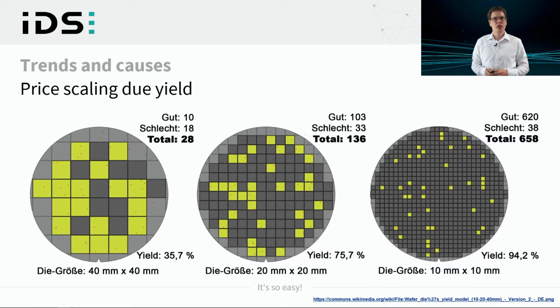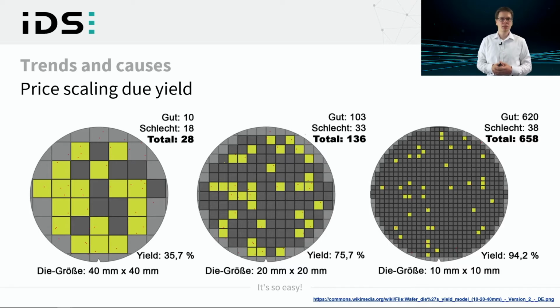Manufacturers use wafers to produce tens or hundreds of sensor chips in one step. Those wafers are typically 8 or 12-inch wafers. For our example, here a 12-inch wafer is used with sensor sizes of 40 by 40 millimeters at the left down to 10 by 10 millimeters at the right. There is a typical random seed of defects across the wafer, marked with small red dots. That will defect a complete sensor chip at that position. Those sensors are marked yellow in this example.